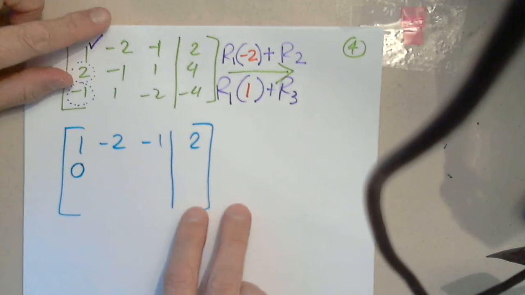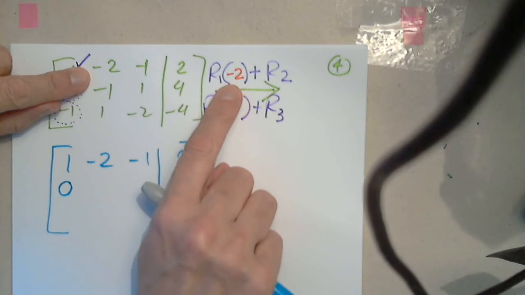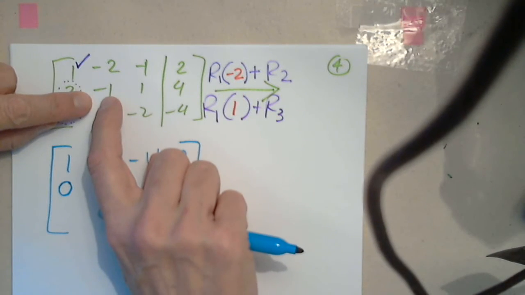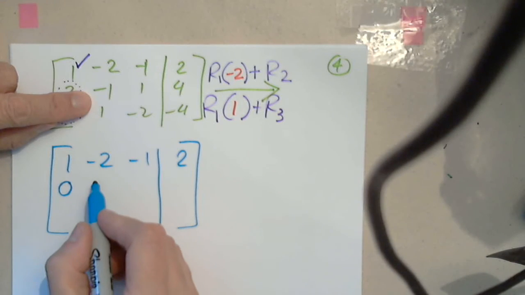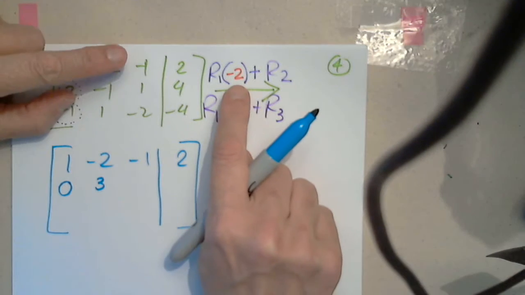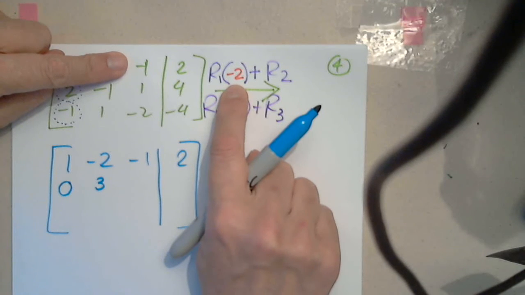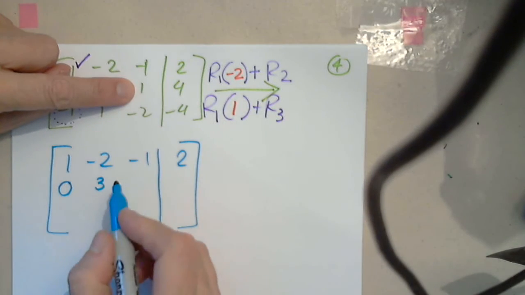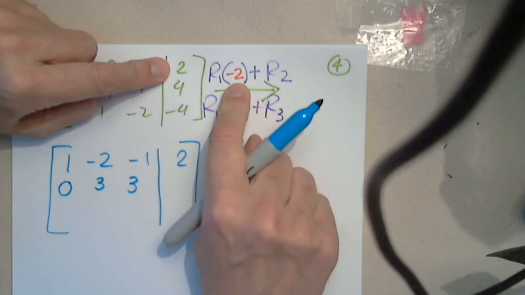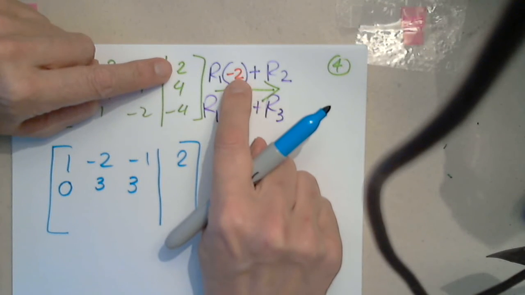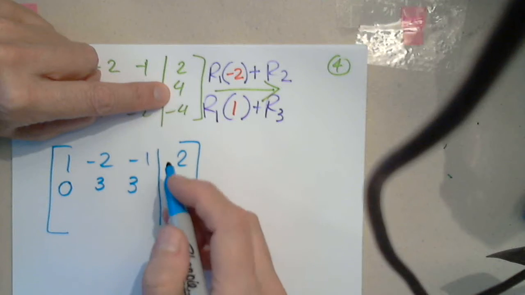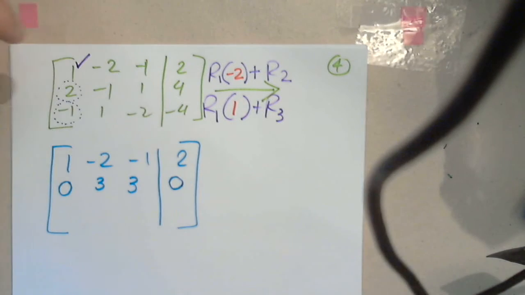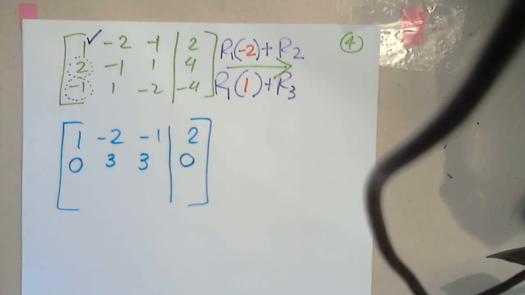Zero. Perfect. -2 times -2, 4. -1, 3. Excellent. 2 times -2, -4, plus 1, 3. Excellent. 2 times -2, -4. Plus 4, 8? Oh, 0. That's okay.